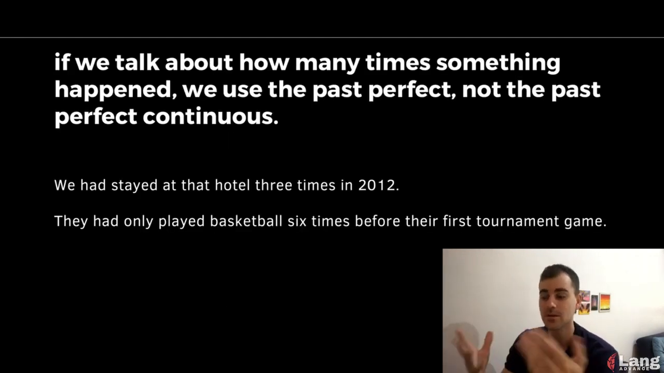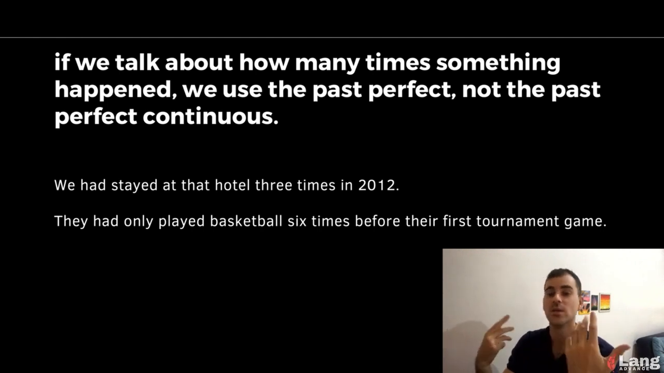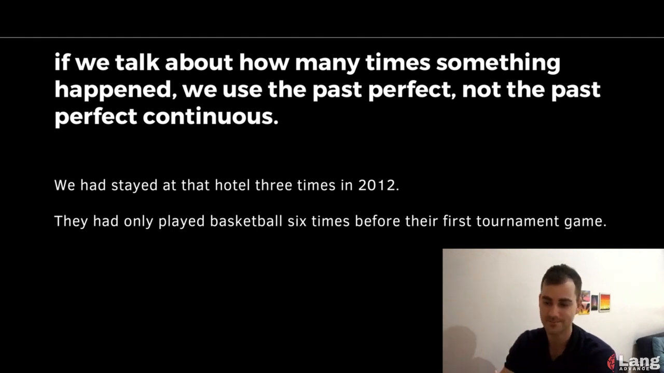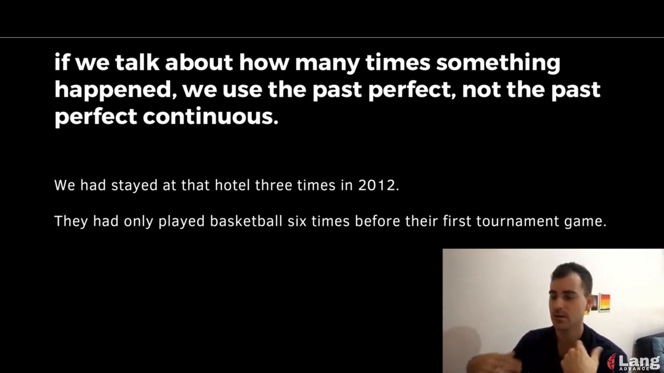However, if we talk about how many times something happened, we're going to use the past perfect, not the past perfect continuous. We had stayed at that hotel 3 times in 2012. We stayed there 3 times. We have a specific amount of times, so we use the past perfect. They had only played basketball 6 times before their first tournament game. We have a particular amount of times, 6, so we use the past perfect.